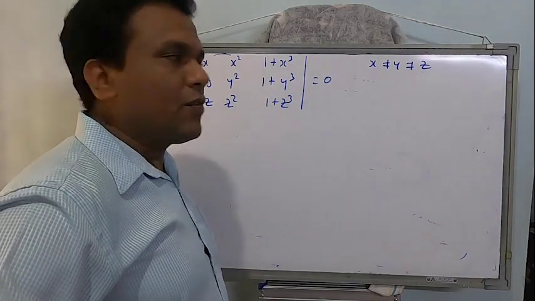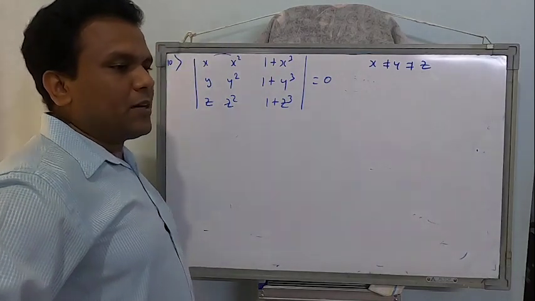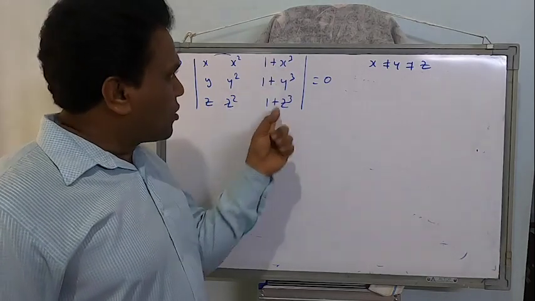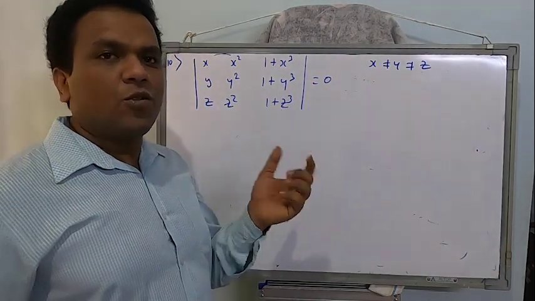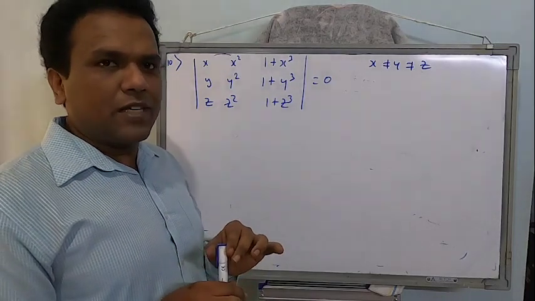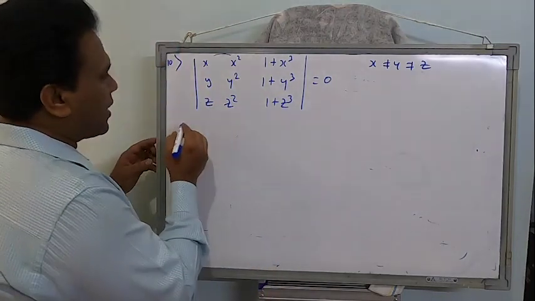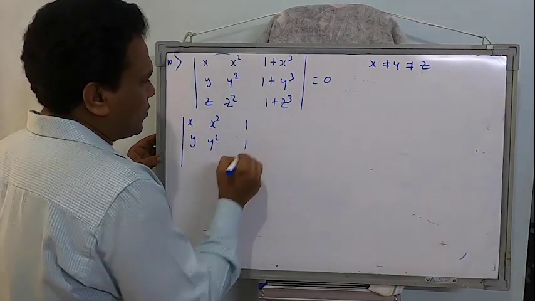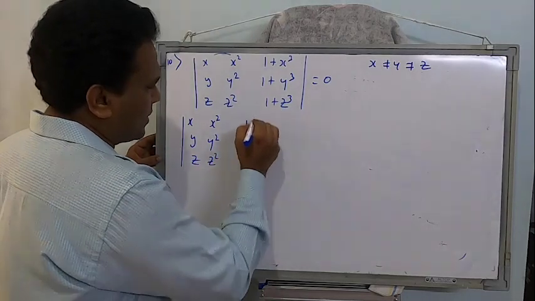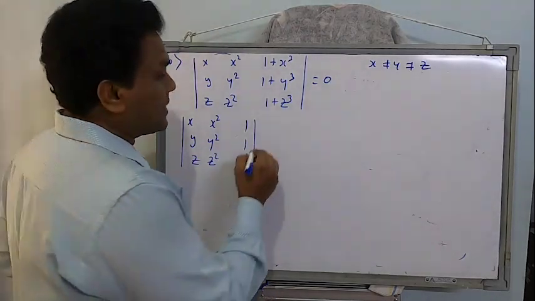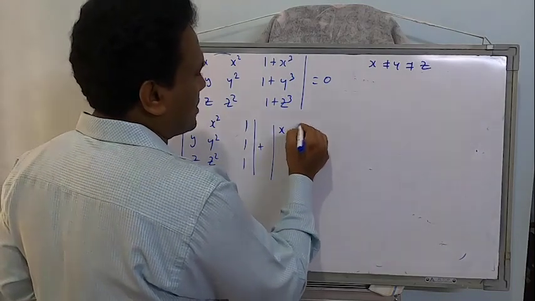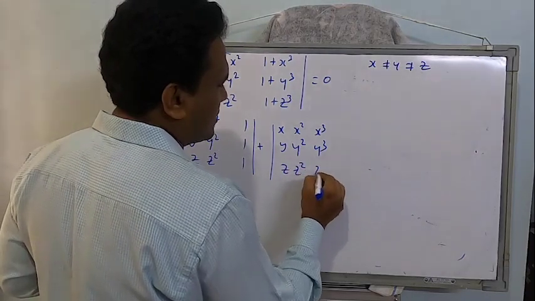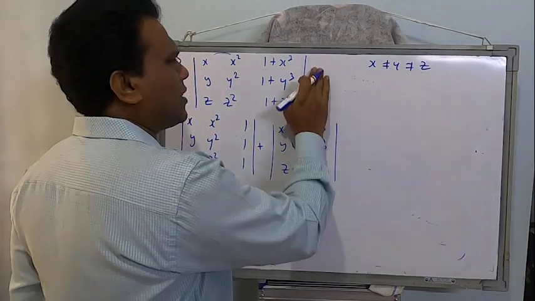That is the meaning. For this, I will apply my property number 5. Okay, what is that statement? If in a determinant, any one column or any one row is made up of sum of 2, you can split and write this as sum of 2 determinants of same order by using property number 5. So what I can do here, x square 1, next y square 1, z square 1, correct now? Right. And what is the second determinant? Plus x square x cube, y square y cube, z square z cube. Remember, we'll take this value of 0 later on.